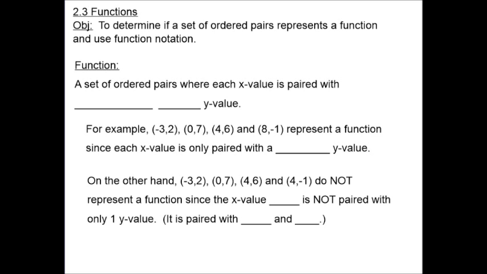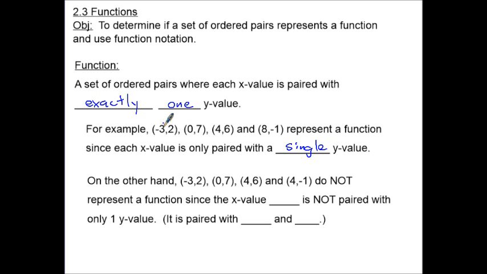Okay, a function is a set of ordered pairs where each x value is paired with exactly one y value. Now, for example, if I've got -3 paired up with 2, and then 0 paired up with 7, and then 4 paired up with 6, and then 8 paired up with -1, I'm saying to you here that it represents a function since each x value is only paired with a single y value.